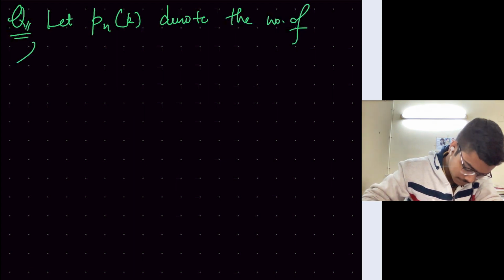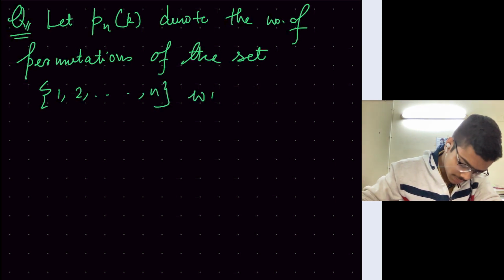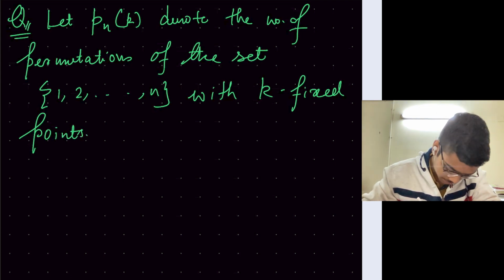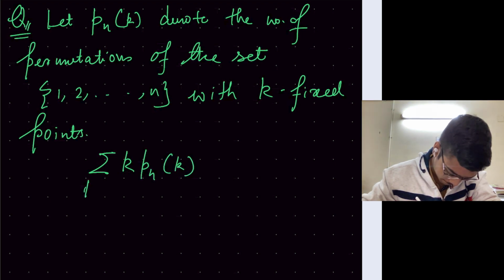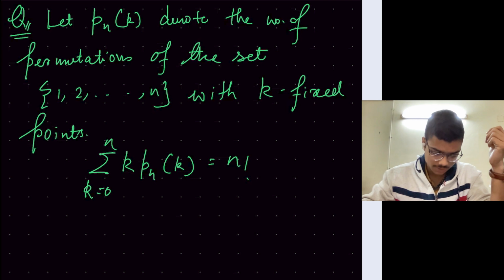Let P(n,k) denote the number of permutations of the set 1, 2, ..., n with k fixed points. And we are asked to prove this. Okay, so let's just go through the question once again.